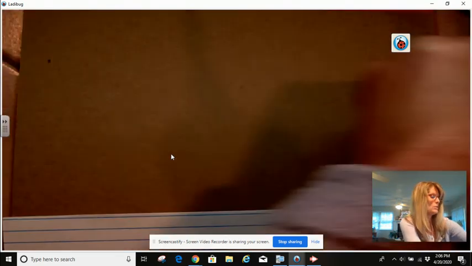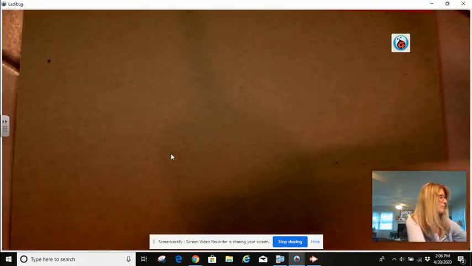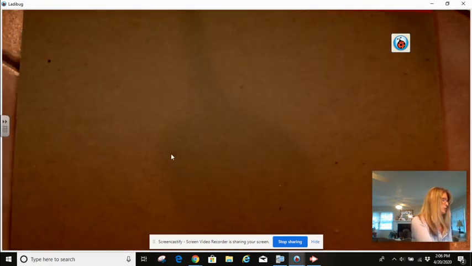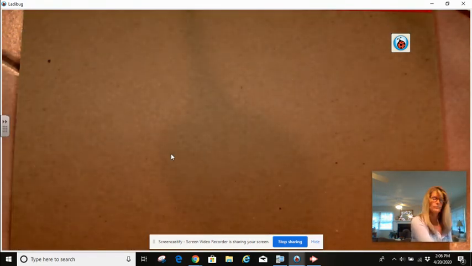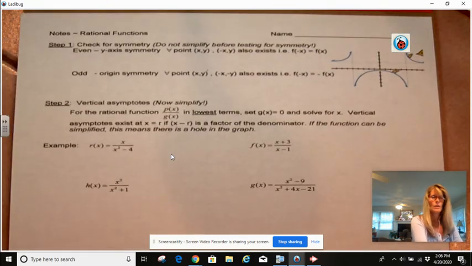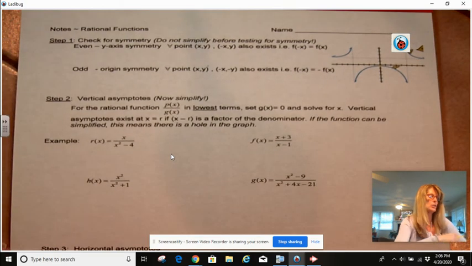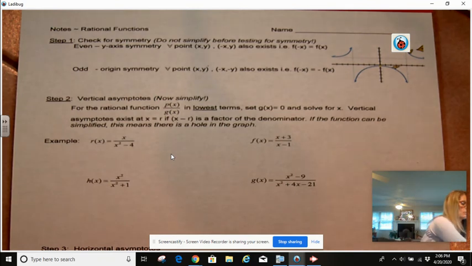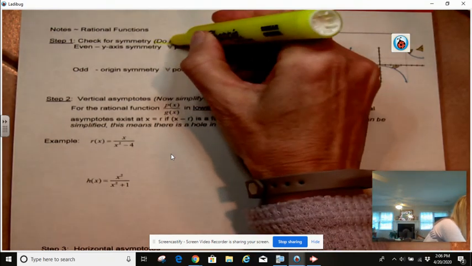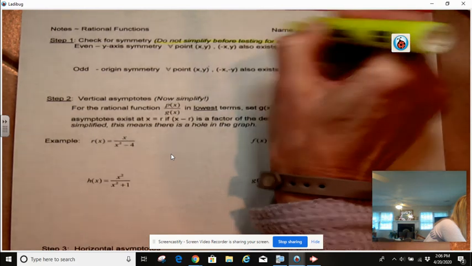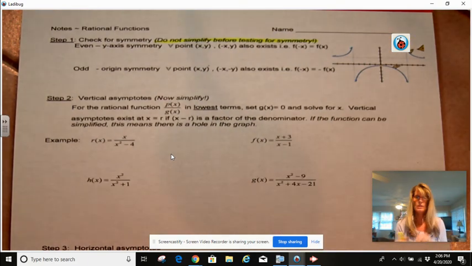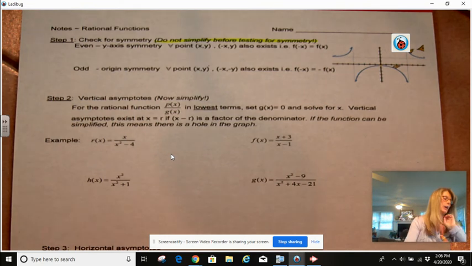Okay, so the new stuff: we're going to graph these rational functions using 6 steps. The first step is we're going to check for symmetry. It's really important that you get this part. Do not do any kind of simplifying before testing for symmetry. If you do simplify before you test for symmetry, then you're not going to get an accurate result.